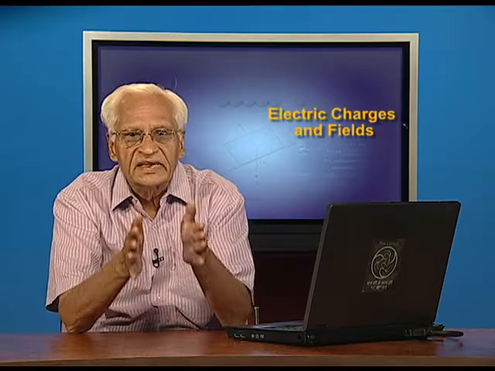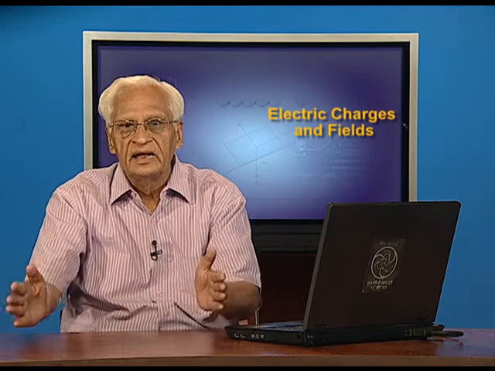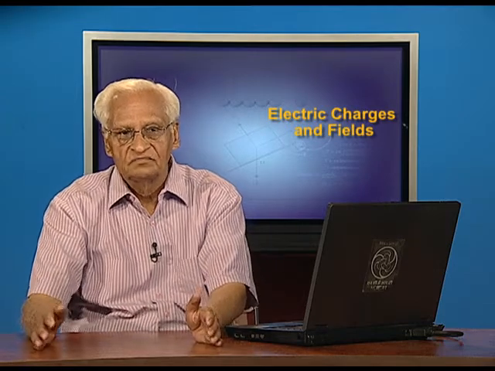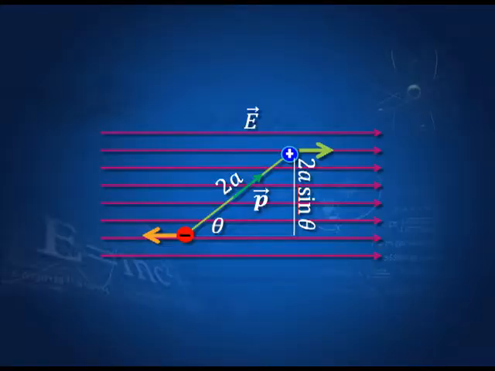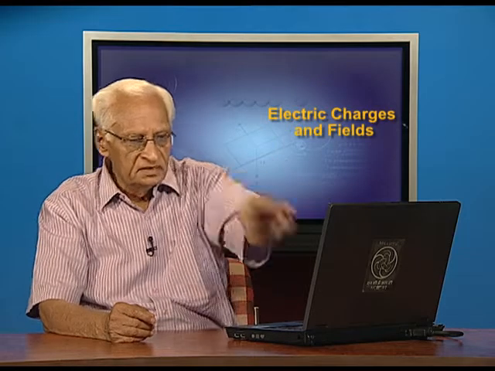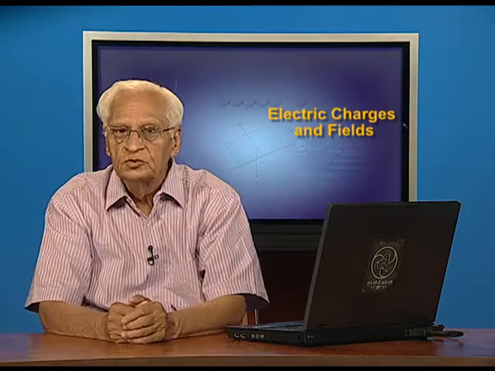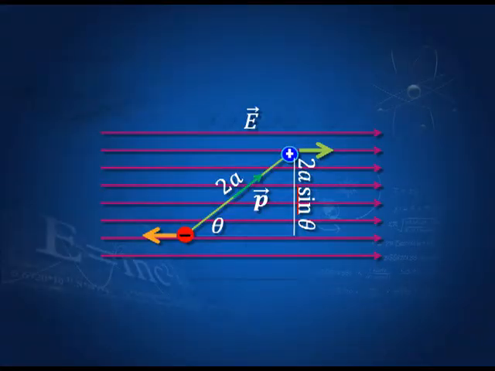Now, suppose we place this electric dipole in an electric field. In this diagram, the electric field is uniform, with direction from, say, left to right, and we place a dipole with plus q here and minus q here, dipole moment in this direction from minus to plus sign, and what happens?